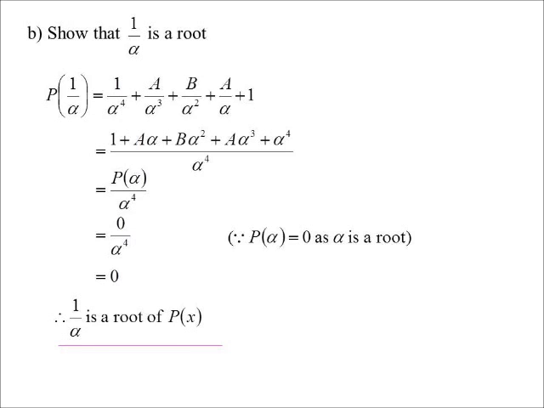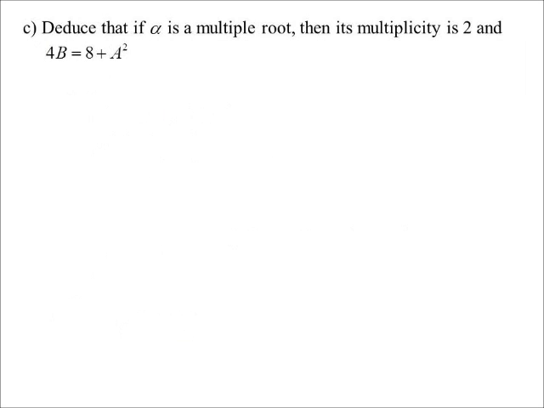So in other words, if 2 is a solution, so is a half. If 3 is a solution, so is a third, and so on and so on. So we're going to deduce that if alpha is a multiple root, its multiplicity has to be 2. Got to be a double root, can't be any more than that. And also, much more interestingly, 4b is equal to 8 plus a squared.